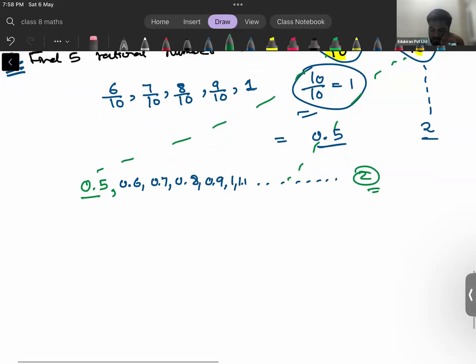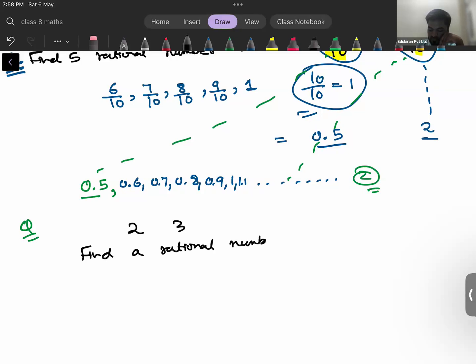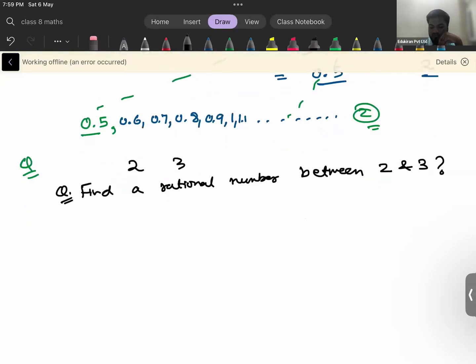Now, if I give you a question that asks for only one rational number between two rational numbers, let's say 2 and 3, find one rational number between 2 and 3. In this case, how will you solve the question? When you are provided with two rational numbers, and in between these two values you have to find one rational number.